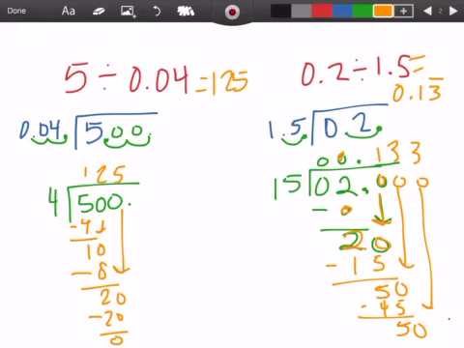All right, so the biggest thing here is moving the decimal place to the right, and you have to move the decimal place inside the division house the same number of places to the right.